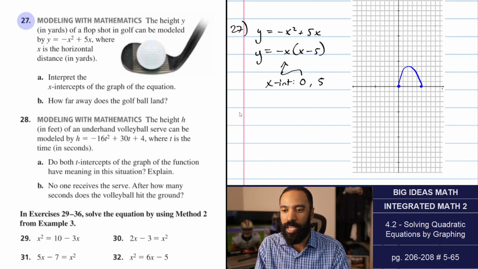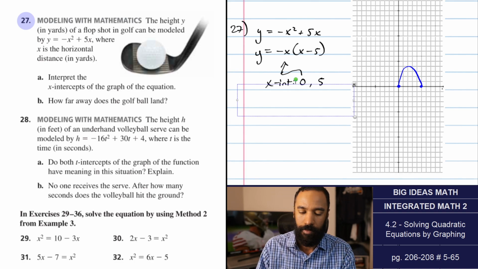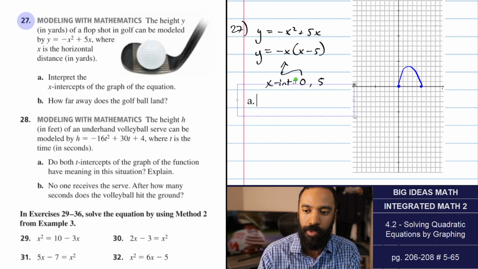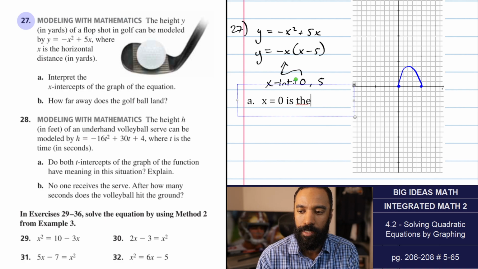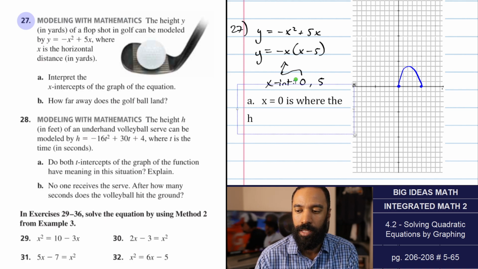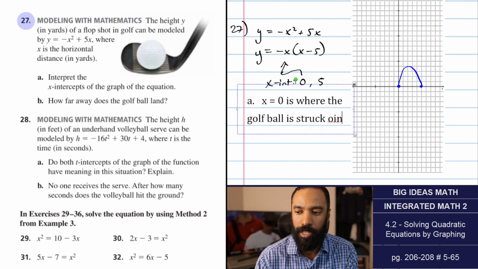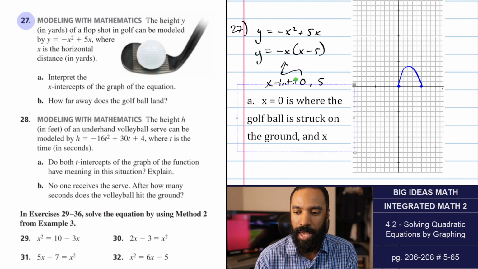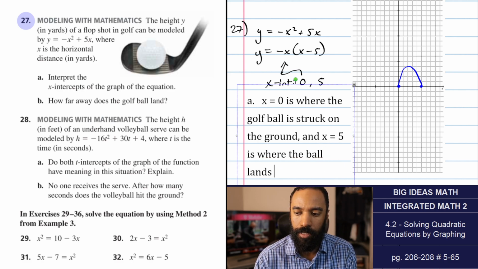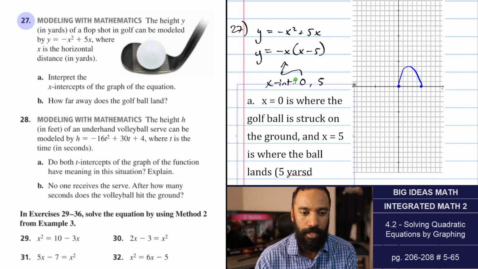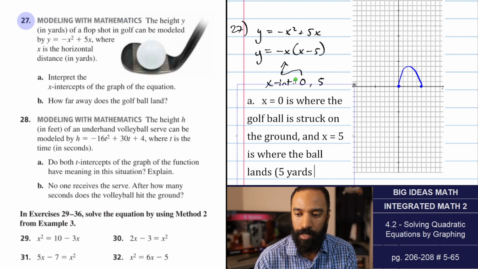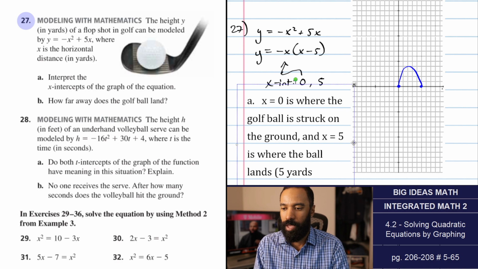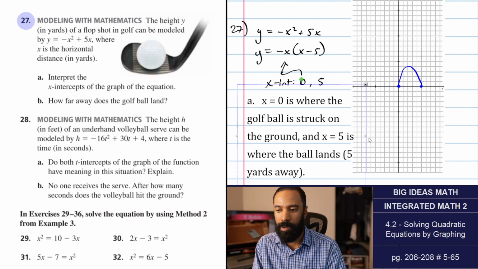So interpret the x-intercepts. This is part A. X equals 0 is where the golf ball is struck on the ground. And x equals 5 is where the ball lands 5 yards away. Okay. That's the interpretation in my book.